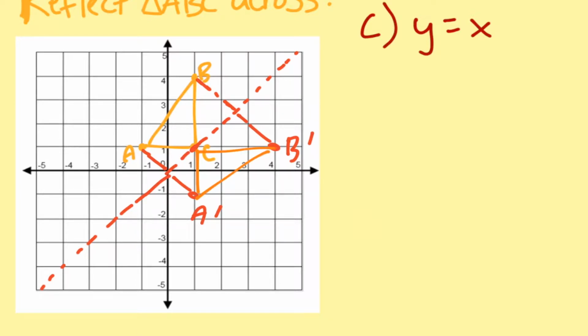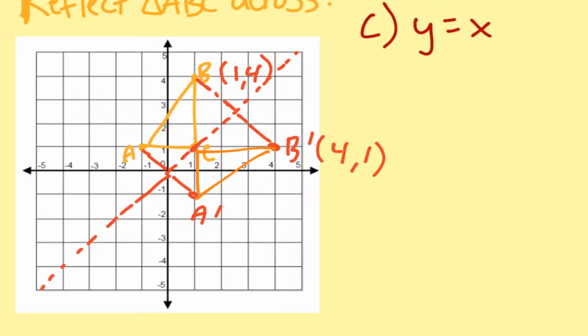If you want to know the coordinate rule for that, let's again just look at B. That point was originally (1, 4), and now it is (4, 1). So notice we flipped the x and y. (x, y) now goes to (y, x).